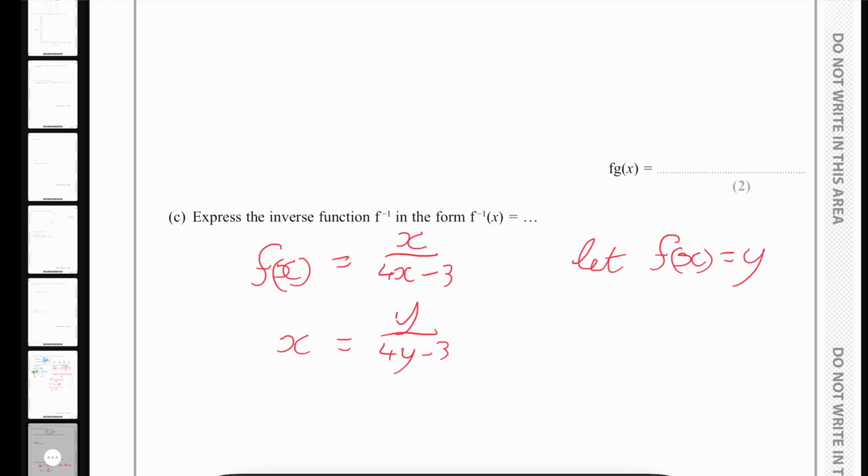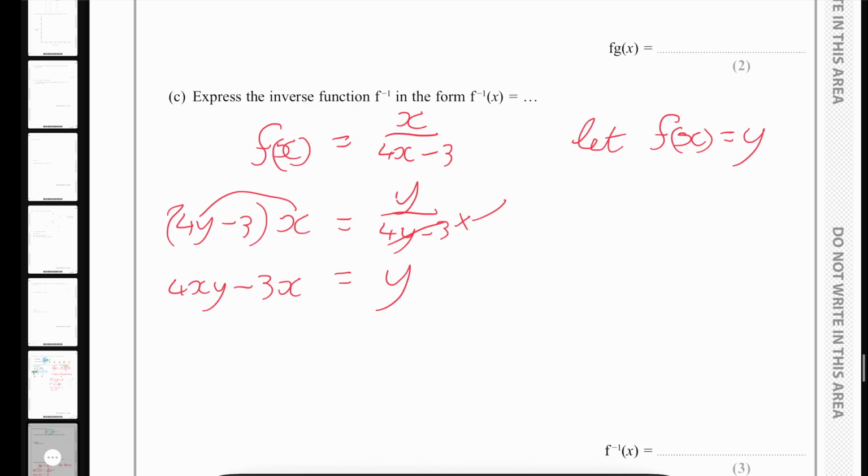So wherever I saw an x, I replaced it with my y, and wherever I saw y, I replaced it with my x. Now I just want to get y to be the subject, so I'm going to get rid of that denominator first. So I'm going to times both sides by 4y minus 3. On this side it would just cancel. So then we've got y equals, and I'm going to multiply this in, so 4xy minus 3x equals y. And then I'm just going to move all my y's to the one side.